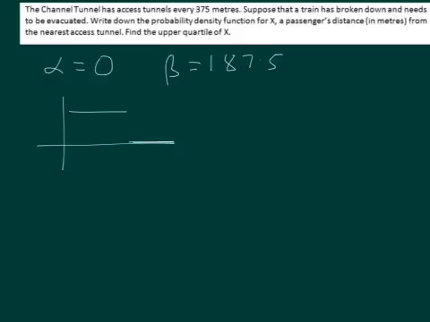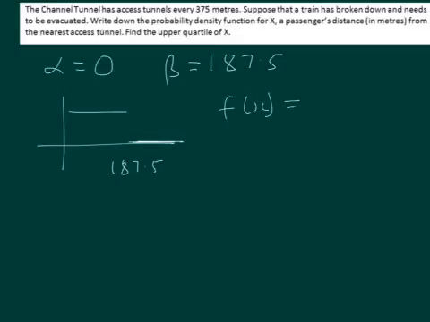So what's alpha and what's beta? Well, if the passengers are really lucky, it breaks down exactly at an access tunnel, so the smallest distance it could be from the access tunnel is 0. The greatest distance is when it's exactly halfway between the two. 375 divided by 2 is 187.5. So the greatest distance from any access tunnel, either walking backwards from the last one or forwards to the next one, is 187.5. So our continuous uniform distribution looks a bit like this, where this number here is 0, obviously, and this number here is 187.5.